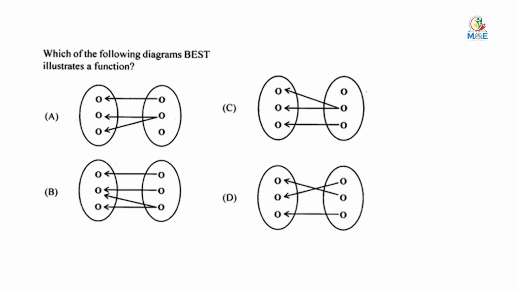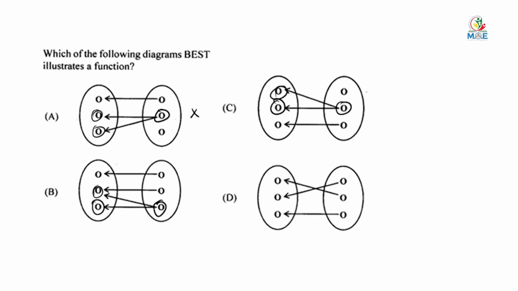The next one says, which of the following diagrams best illustrates a function? So we have A, B, C, D. You want to know which one of these best illustrates a function. For a function, 1 from the domain must be mapped onto only 1 in the codomain. So this is definitely out because we see here it's mapped onto 2. The same thing here, this is mapped onto 2. And also here again, this is mapped onto 2.